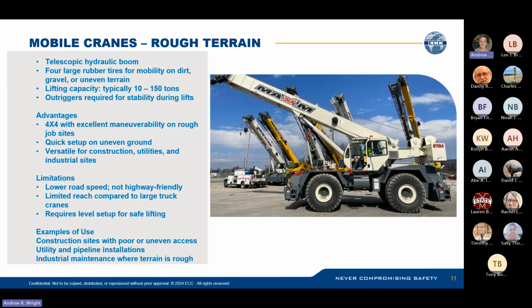Advantages are usually 4-wheel drive with excellent maneuverability on rough job sites. They have a quick setup on uneven ground, and they're versatile for construction, utilities, and industrial sites. Some of the limitations are lower road speed, so they're not typically highway friendly, limited reach compared to a large truck crane, and they require a level setup for safe lifting.